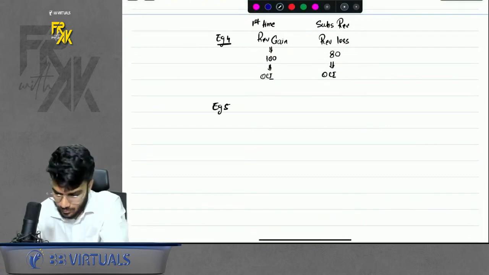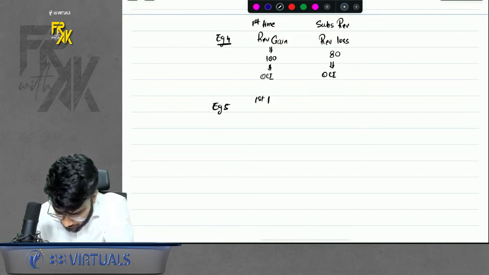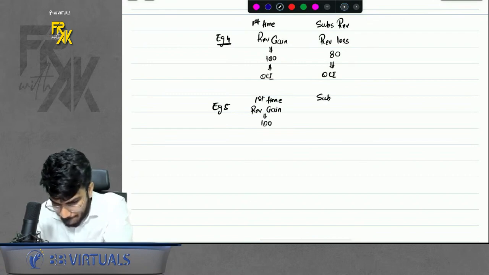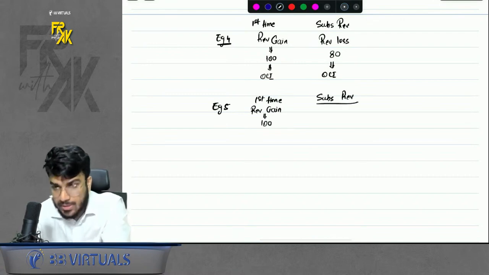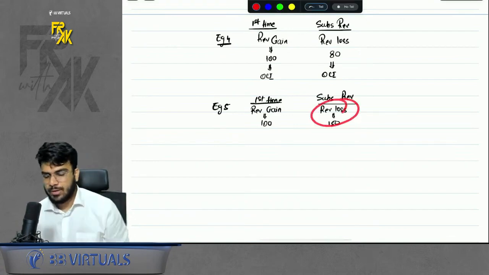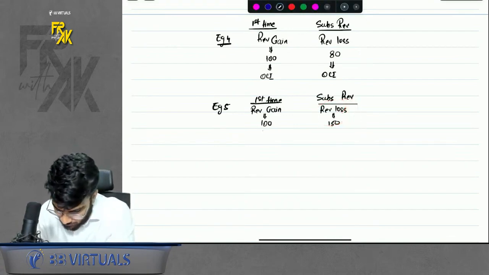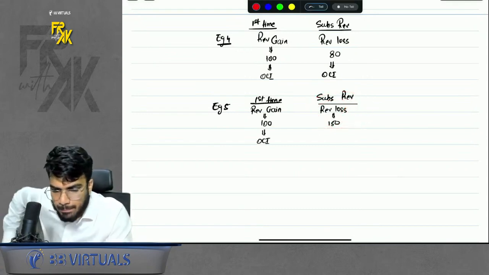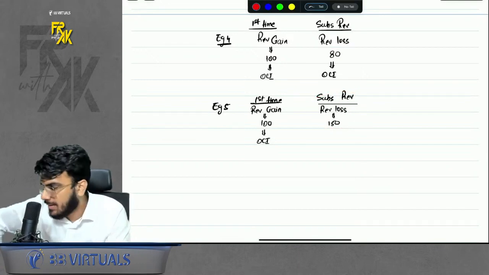Example number 5. You are doing revaluation for the first time. You get a revaluation gain of 100. Then you do subsequent revaluation. You get a revaluation loss of, let's say, 150. I want you guys to try this. The first time gain would have been transferred to OCI. Now you are getting a loss. Please tell me, where will this loss get transferred?